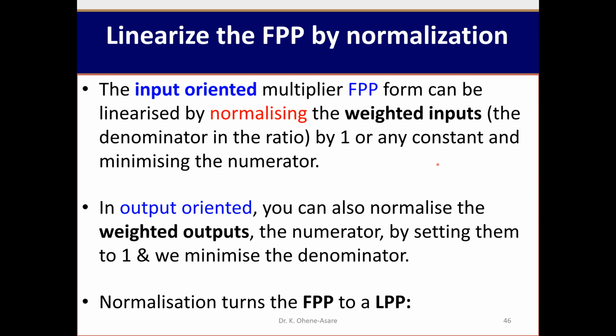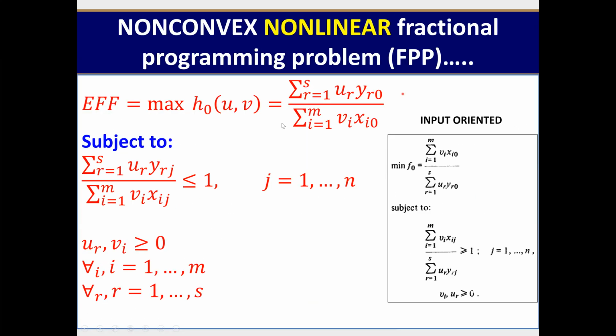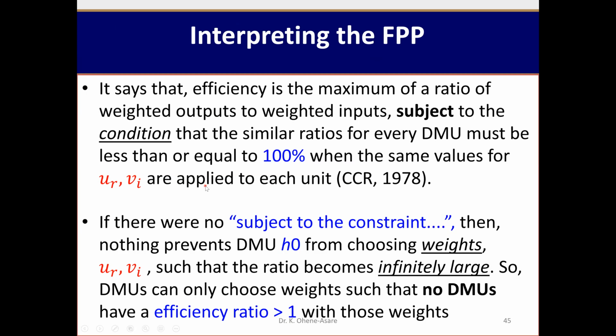So if it is an output orientation, you have to normalize the output, which happens to be the numerator, by setting the output to 1, and then you minimize the denominator. Don't get confused. I'm going to do the output oriented one. The output oriented one says weighted output divided by weighted input, and of course the same thing for all other DMUs, subject to that constraint, which is less than or equal to 1, a user specific bound.